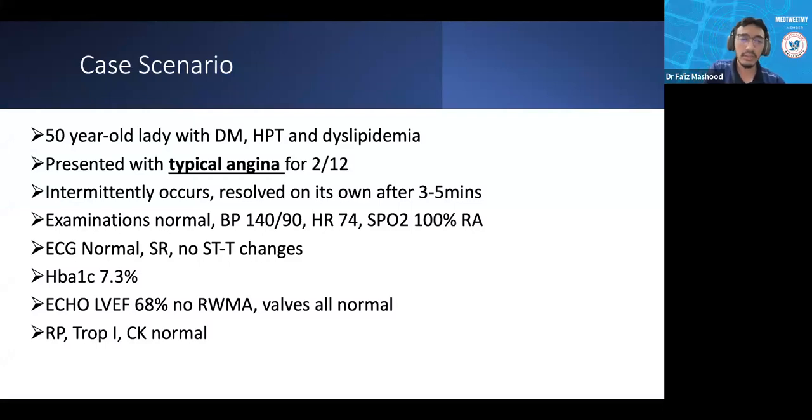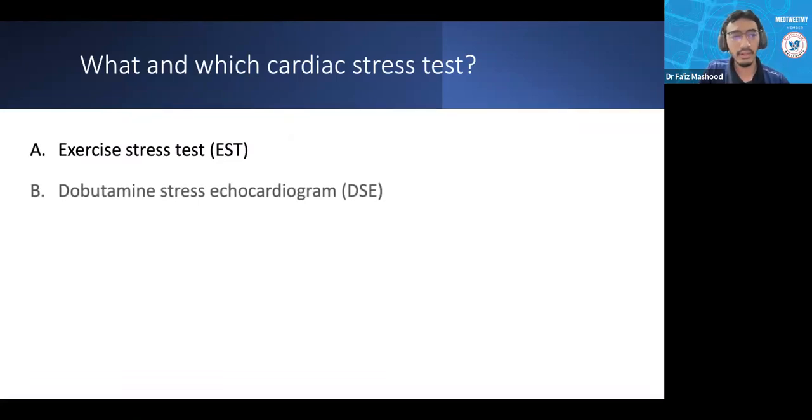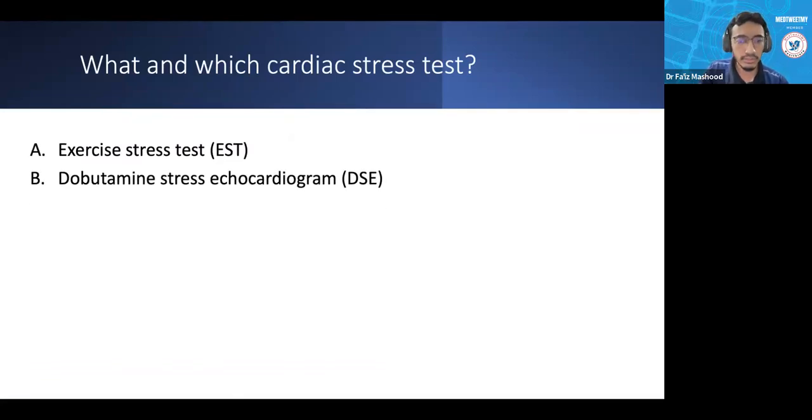So at this point in time, I know, majority of us may treat our lady here as an ACS, unstable angina, and admit the patient. And some of us might treat as stable angina and maybe discharge with a single antiplatelet and arrange whatever diagnostic cardiac test such as EST or CTCA. So comes to our next question. What and which cardiac stress test is the best for our lady? All right. So is it an exercise stress test, or anyone want to go for a dobutamine stress echo, DSE?